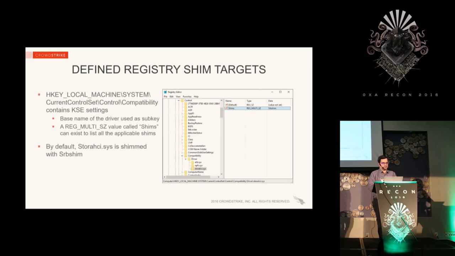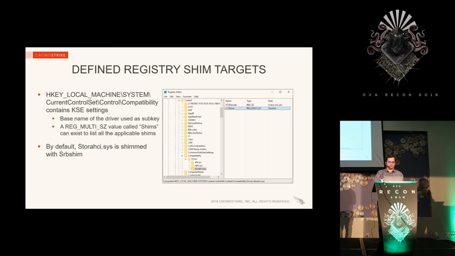Then in the registry, as I mentioned, certain drivers can be targeted. By default, on a clean Windows 10 installation, if you go to the compatibility key in the registry, there's a subkey called driver. Under that subkey, there are different driver names, and you might see in the screenshot there's a few there that I've added. But the one that's there by default is only store.ahci.sys, which is the AHCI or SATA storage driver. It has the SRB shim applied.